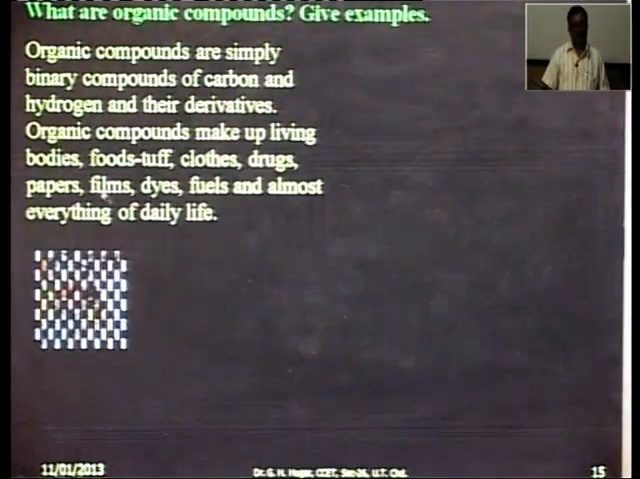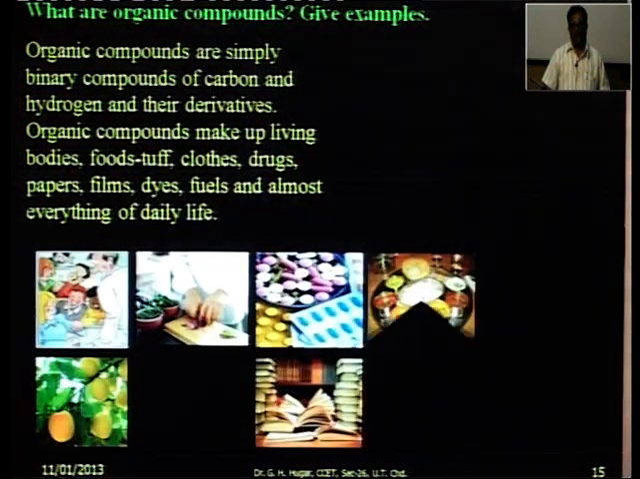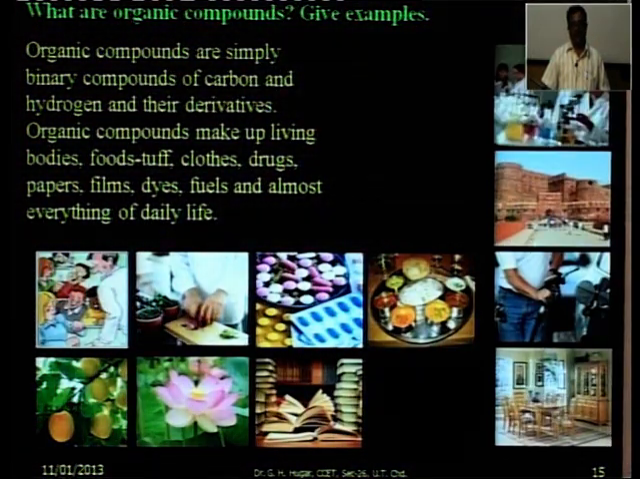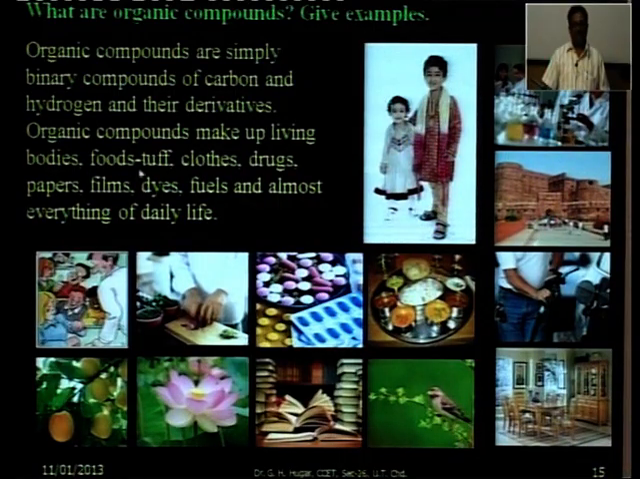Organic compounds make up living bodies: human beings, plants, animals, and the foodstuff we take. Also the dyes we use for clothes, the fuel we use, and almost everything in daily life is made up of organic compounds. Books, and wooden furniture too. Whether it is birds, human beings, or everything in and around us, we have organic compounds.